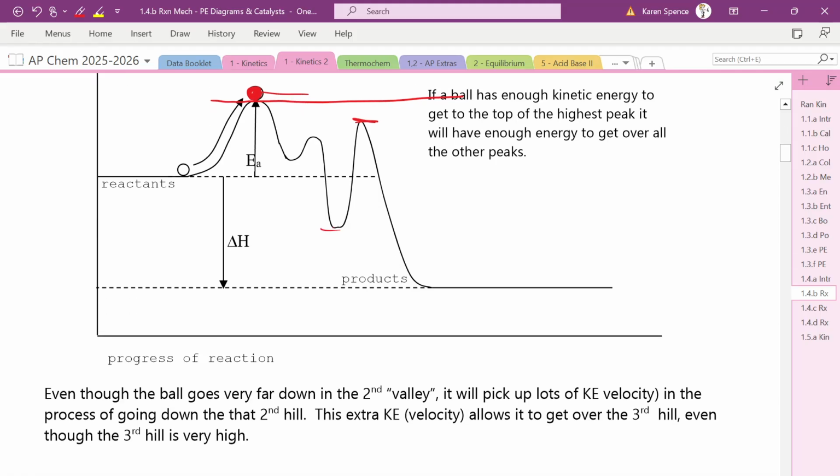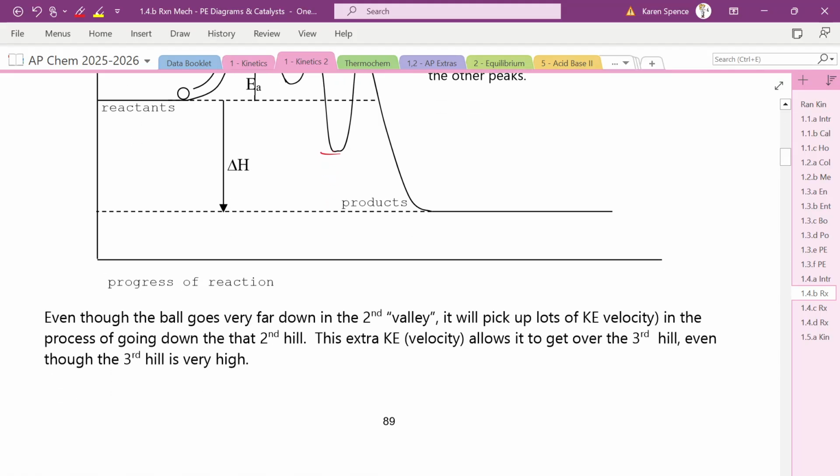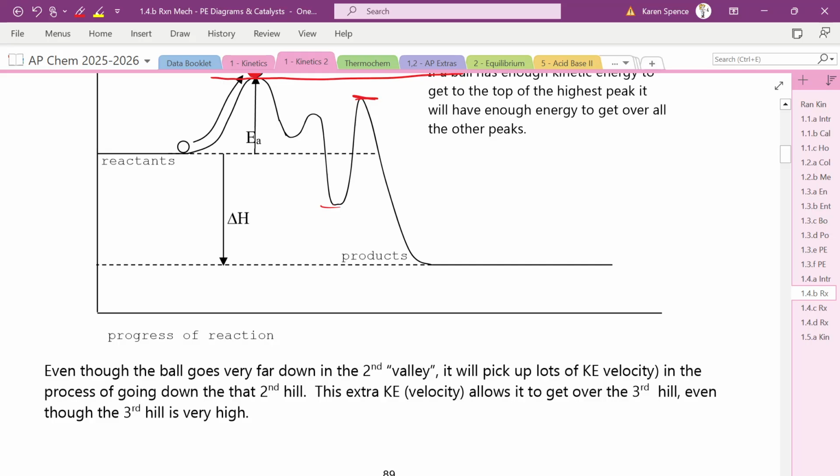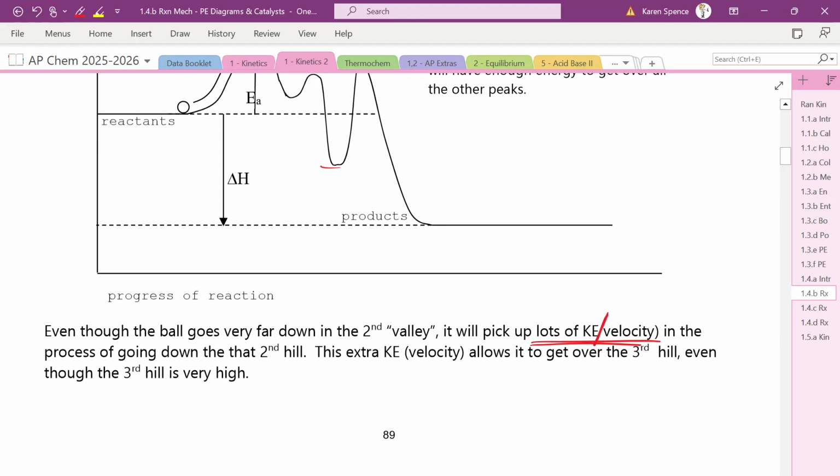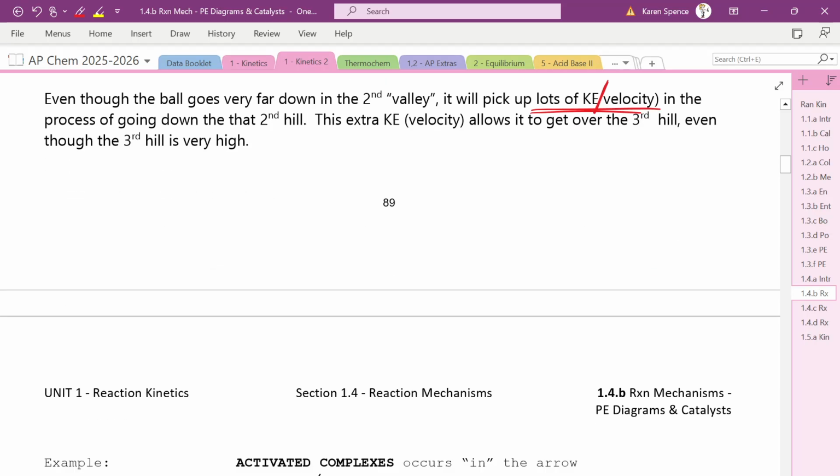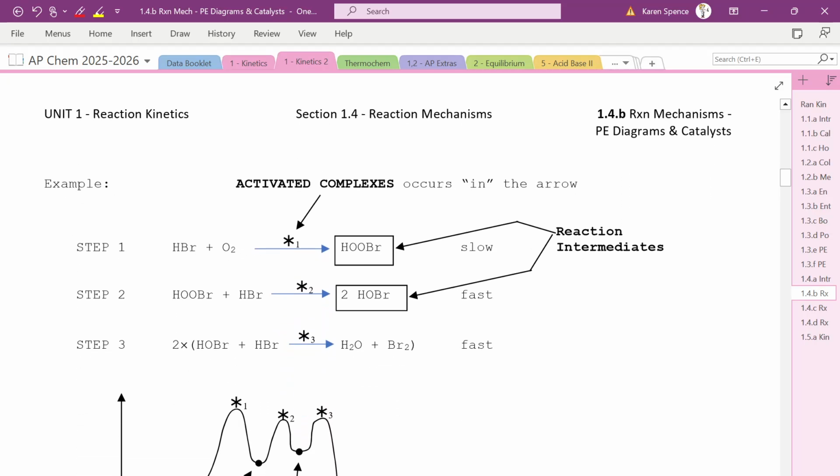All right, so even though the ball goes very far down into that second valley, it will pick up lots of kinetic energy and velocity in the process of going down that second hill, and that will allow it to get over the third hill, even though the third hill is very high.